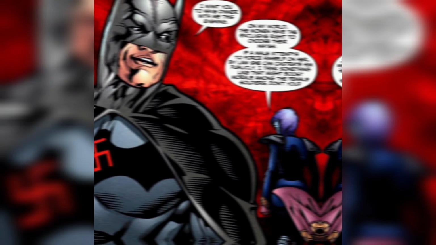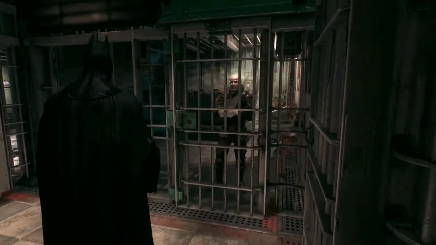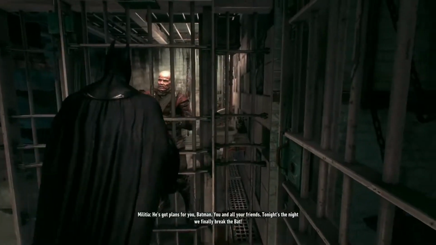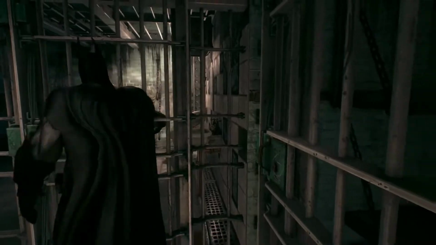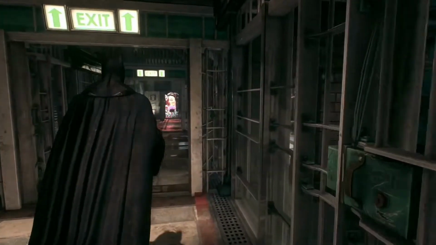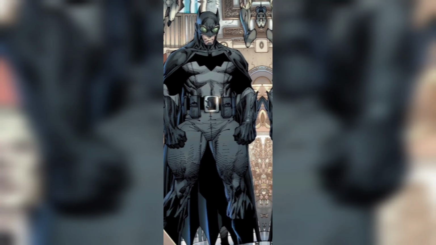Next is Earth 10's Leatherwing. On Earth 10, Bruce Wayne is not the hero we know. Instead, he's called Leatherwing and is a loyal enforcer for a Nazi regime. He's part of Overman's Justice League, a dark version of the Justice League that upholds twisted values. This Batman shows what happens when his strong sense of justice is manipulated by an oppressive system.